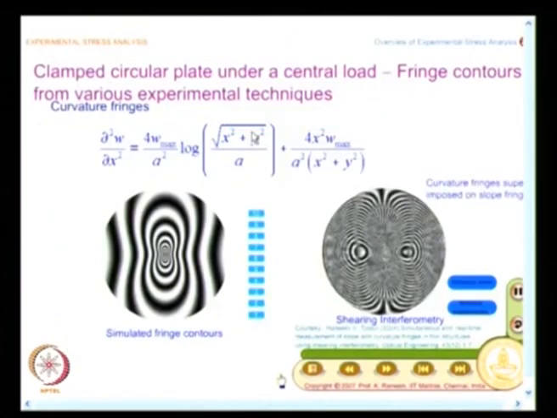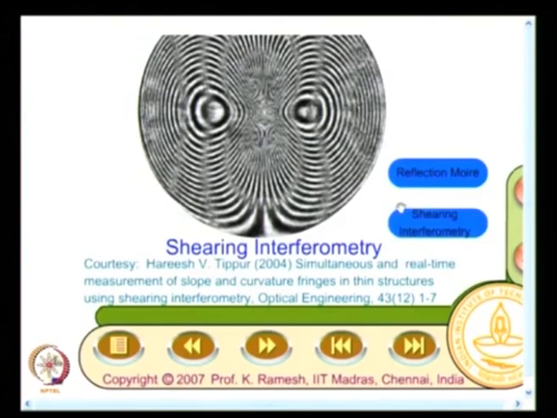When I had shown sigma 1 minus sigma 2 contours superimposed with isoclinics, you felt uncomfortable. Now you will say that was much better because it had very good contrast. Here I get curvature information, but the advantage here is, though it looks a little dull, the optical arrangement used gives both slope and curvature information in one shot. That is where the optical people work. This is again the work from Professor Tippur, and this is from Optical Engineering. So, you can get more information on this from reading a paper like this.